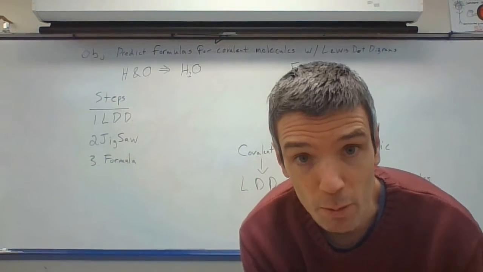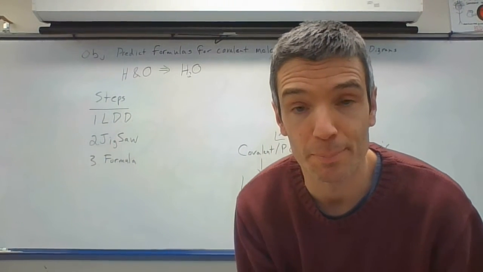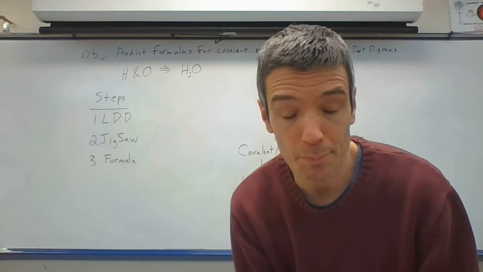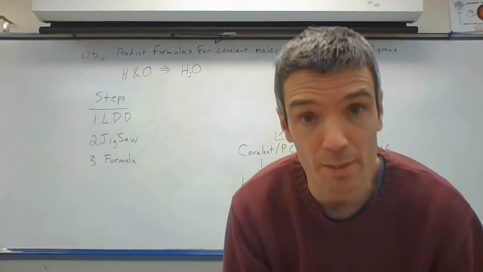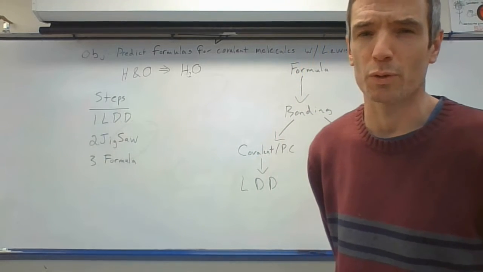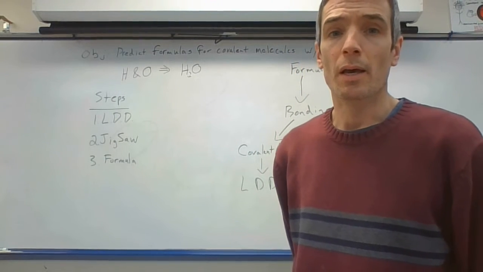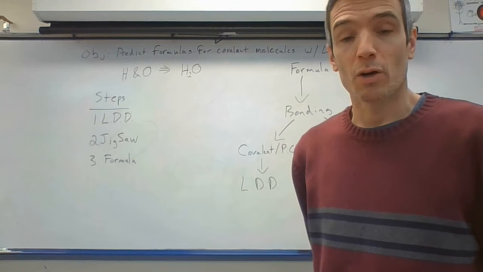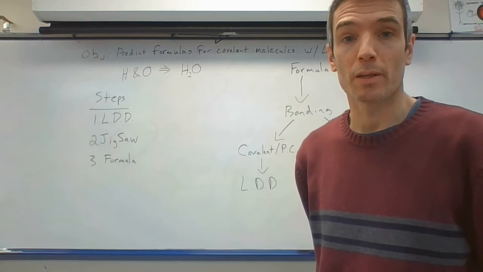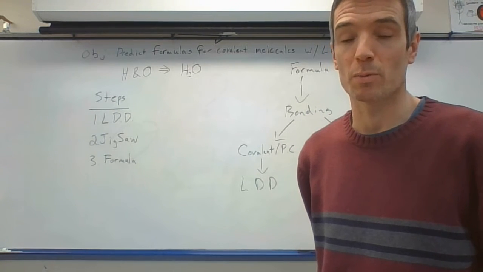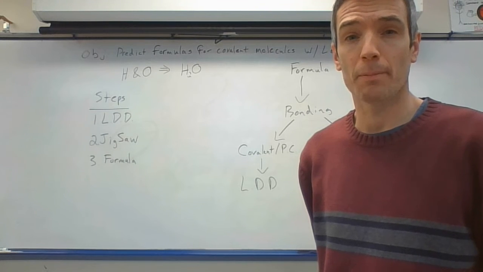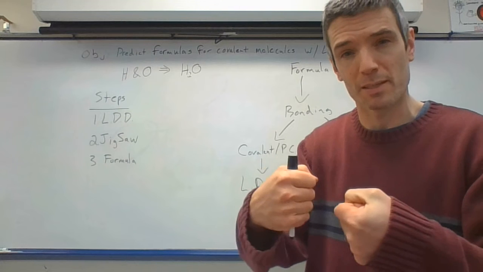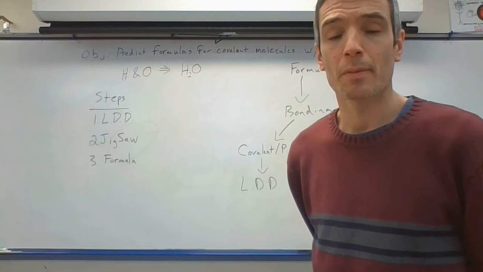The purpose of this video is for you to be able to predict formulas using Lewis dot diagram structures. Now, Lewis dot diagram structures are mainly used for covalent molecules, because covalent molecules are where the valence electrons are shared, and Lewis dot diagrams show them being shared because they're going to fit the pieces together like jigsaw puzzles.